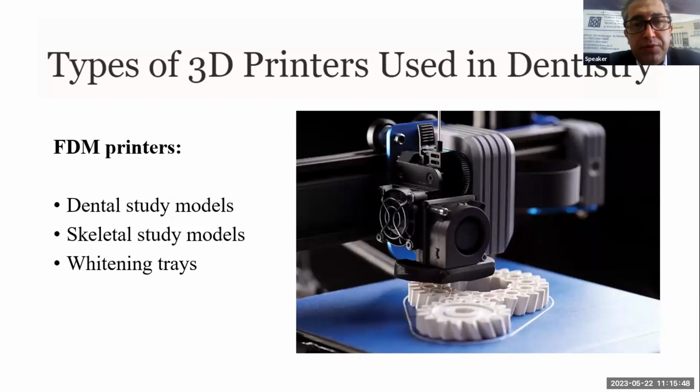I want to mention three different types of 3D printers which are the most common in dentistry. The first of them is FDM, which stands for Fused Deposition Modeling. In these printers, the material in the form of filament goes through a heating nozzle and is put on top of each other layer by layer to create an object. We have sliced it already in the software. But there is a drawback for these printers: the resolution and accuracy are lower compared with the other two, for example DLP and SLM. So these printers are usually used to create dental study models or skeletal study models as well as whitening trays.